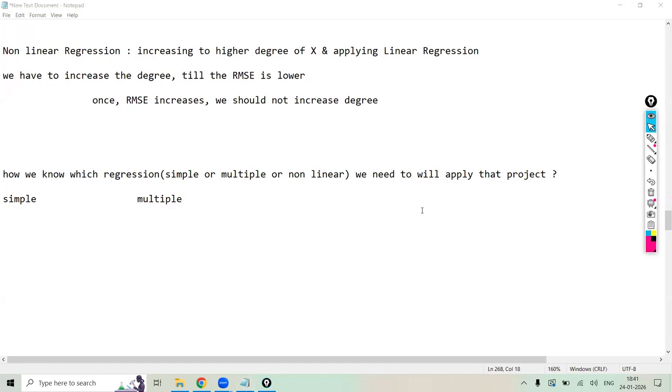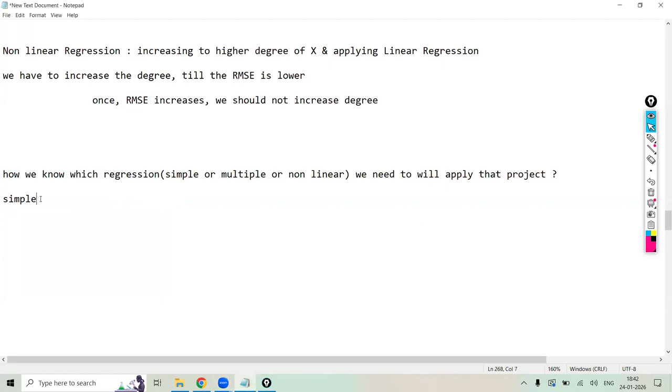If one input variable is there, it means simple. If multiple input variables are there, it means multiple. This is the first point. Like this, you are going to decide whether it is simple or multiple. After that, once I concluded it is a simple regression project, now what to do? Which algorithm do I have to apply? Linear or non-linear? In non-linear also, degree 1 or 2 or 3 or 4 or 5 or 10 or 20, how to know? We have to apply one after another.